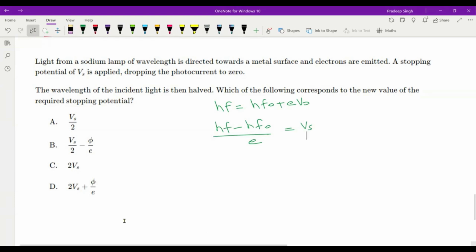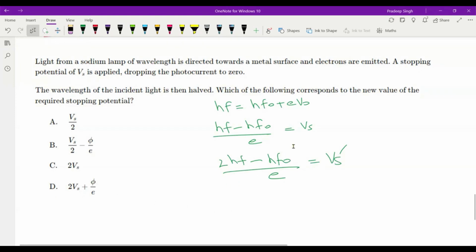Now, when your wavelength is half, it means that the frequency is doubled. Correct. Good. So it becomes 2hf minus hf naught upon E for our new Vs. Correct. And if we take 2 common, then we get what we got before.